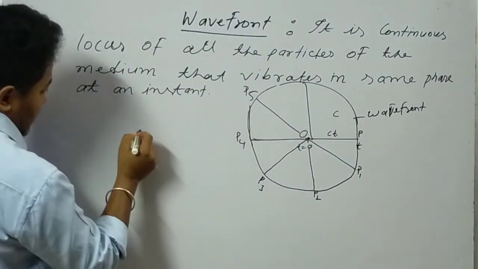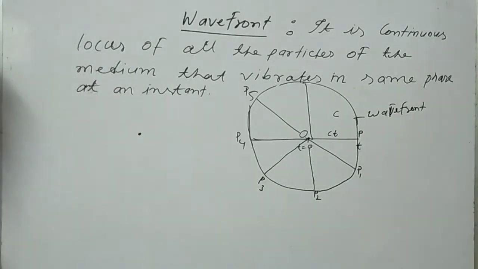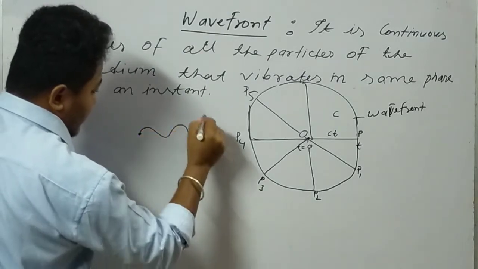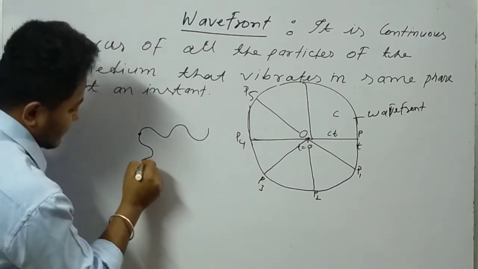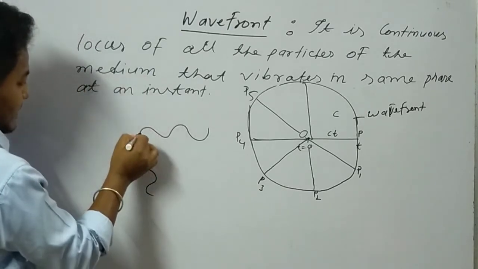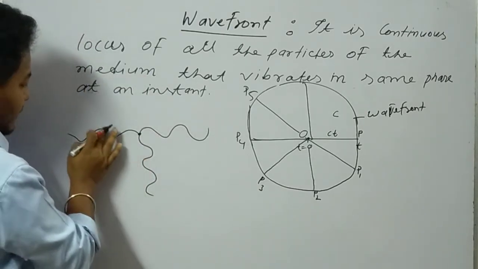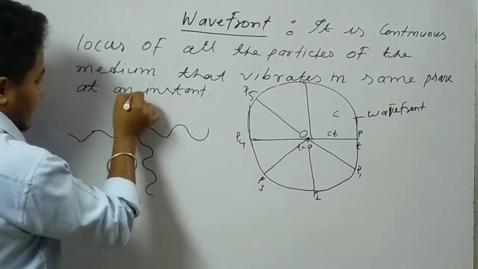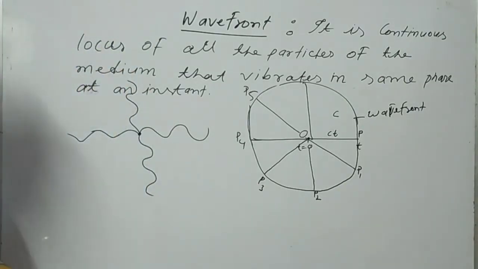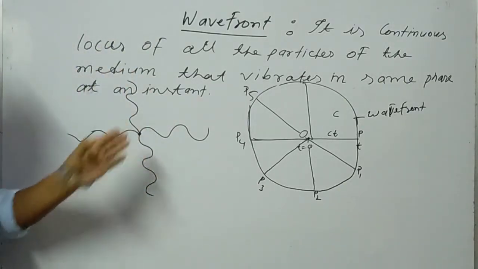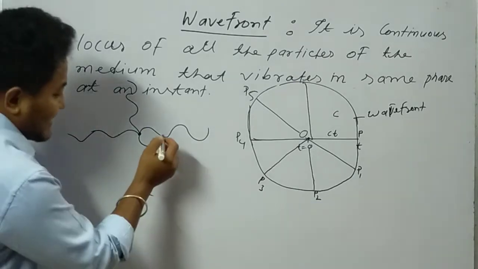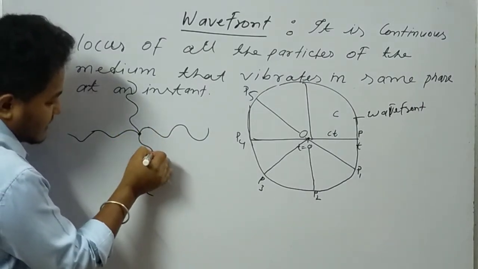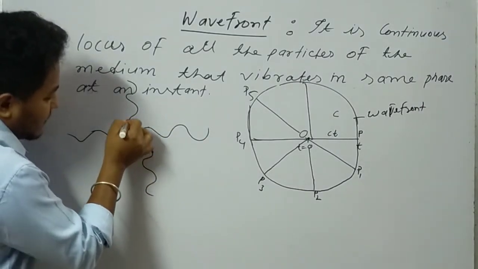Suppose this is the point object, the point source. Now suppose you directly consider these are waves in different directions, and they're traveling in different dimensions. If you see this diagram, I want to tell you clearly. What is this? This is one phase. These are the phases of the wave.